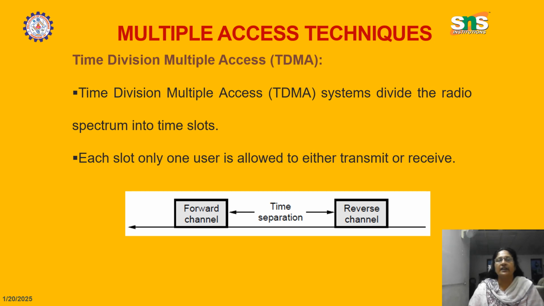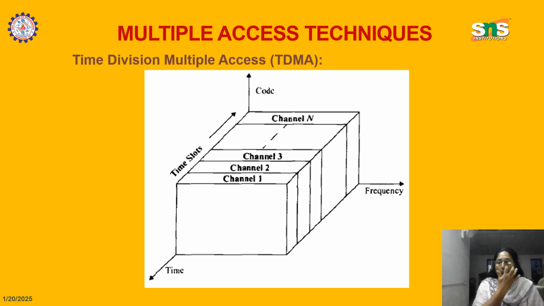multiple access. In time division multiple access, the TDMA system divides the radio spectrum into time slots. In each slot only one user is allowed to either transmit or receive. So we have a forward channel and a reverse channel separated by time. The beauty of time division multiple access is that the user gets to enjoy the entire bandwidth but at different time slots. So the entire bandwidth is available to the user at different time slots.